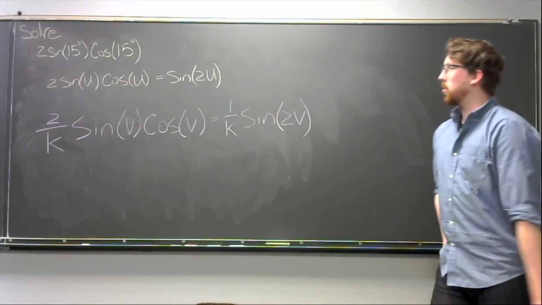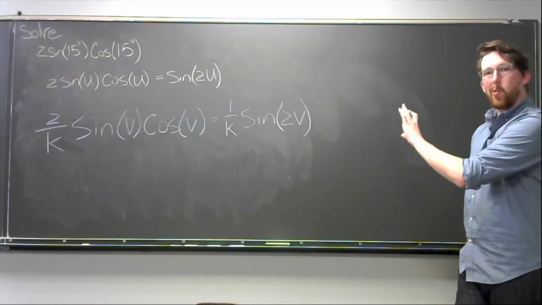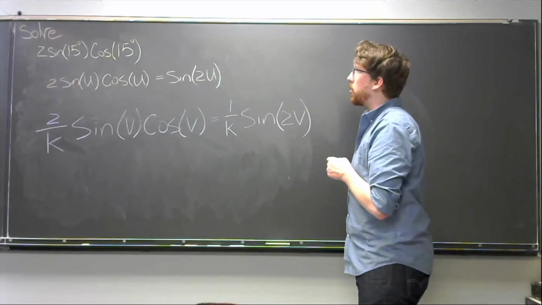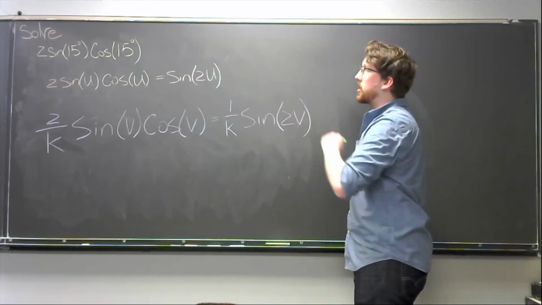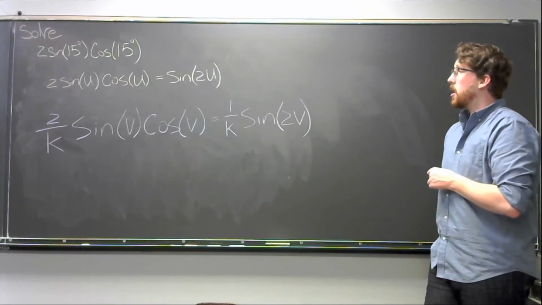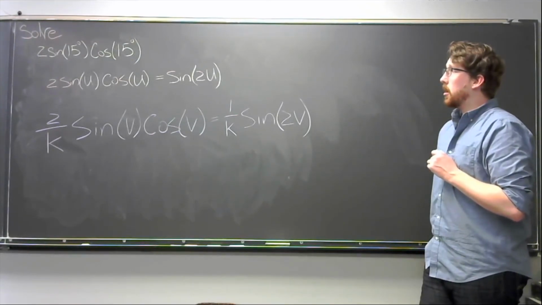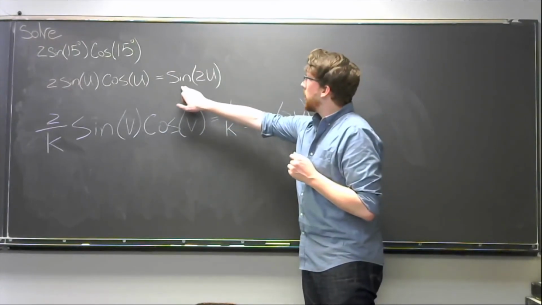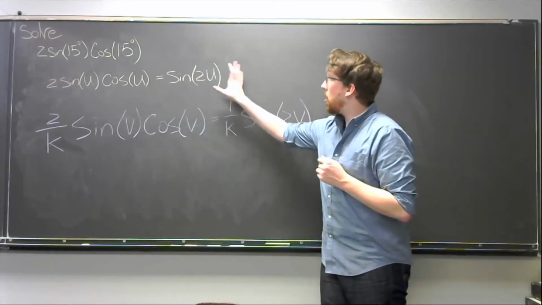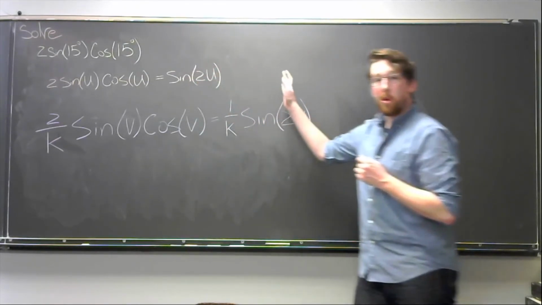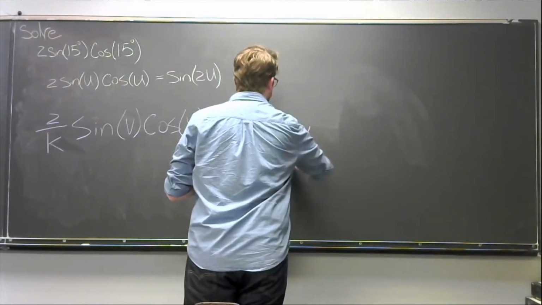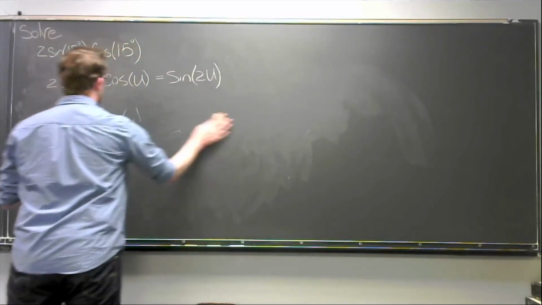Okay, so when I say I could give you something that looks like this, what do I mean? Well, instead of giving you 2 times the sine of 15, cosine of 15, I could have given you 1/2. And in that case, you would have over here the sine of 30 degrees, all of that times 1/4. So let's look at a problem like that.